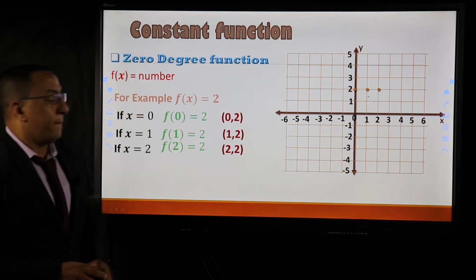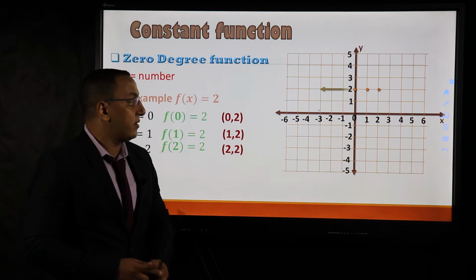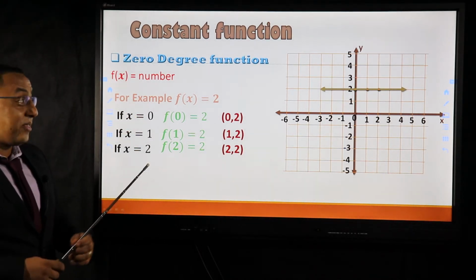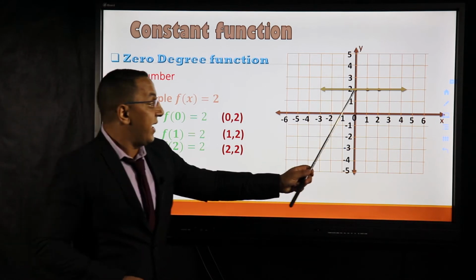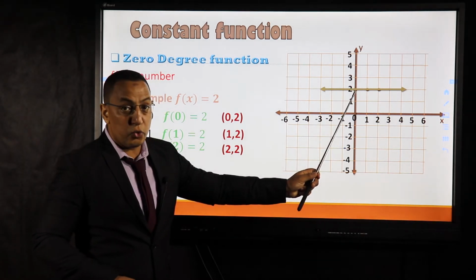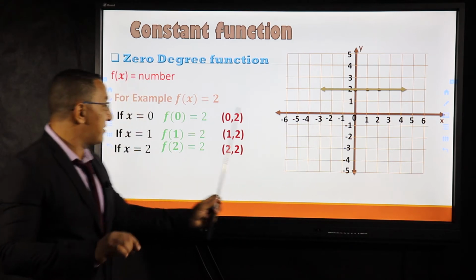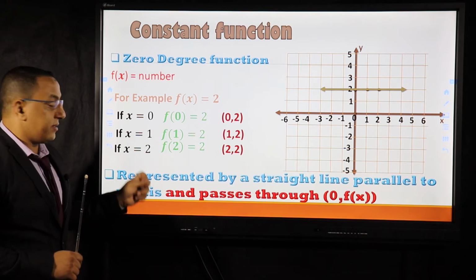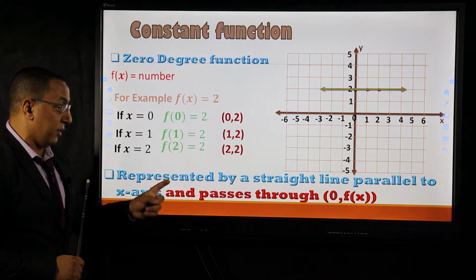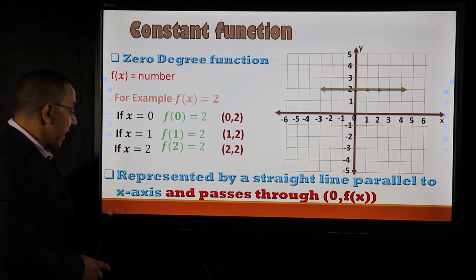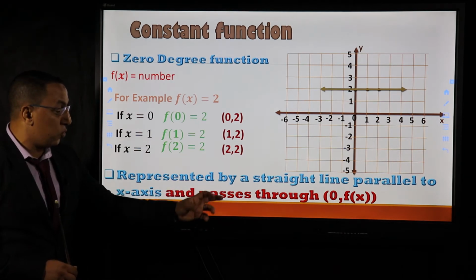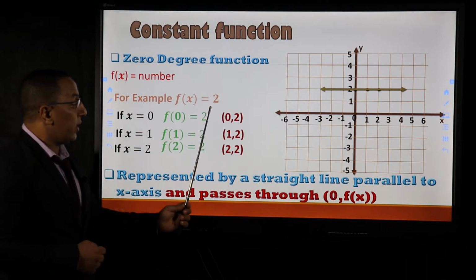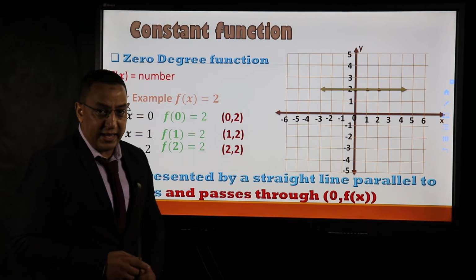Finally, if x equals 2, so f of 2 equals 2, represented by (2, 2), and here 2 and 2 like this. By connecting the 3 points, we get a straight line parallel to the x-axis, and this straight line intersects the y-axis at the point (0, 2). Here, 2 is the value of f of x, so I can say that the constant function is represented by a straight line parallel to the x-axis and passes through (0, f of x). F of x in this example is equal to 2, so it is (0, 2).